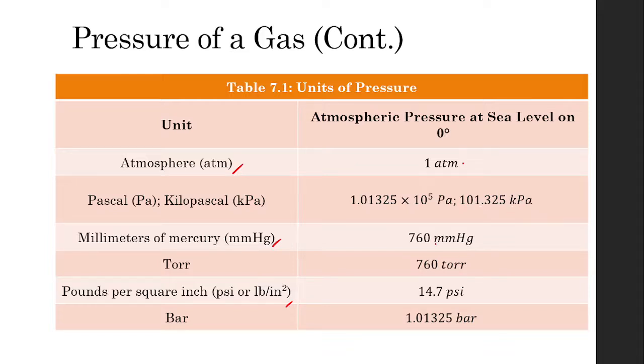And this is also equal to 760 millimeters of mercury, which is equal to 760 torr, which is equal to 14.7 psi, which is pounds per square inch, and this is equal to 1.01325 bar. So all of these are basically the same or equivalent in value.